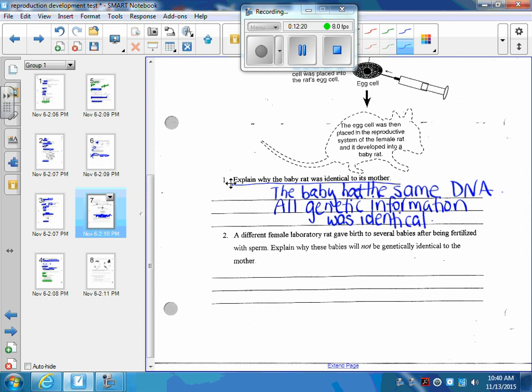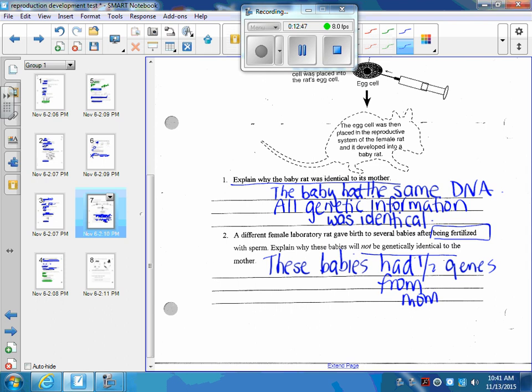All right, a different rat gave birth to several babies after being fertilized with sperm. Why are they not genetically identical? Then the answer is these babies were a product of sexual reproduction, or they had half from the mom and half from the dad. So either one, sexual reproduction or half from mom and dad. So some of you didn't get that right either. Or it wasn't asexual like the first one.